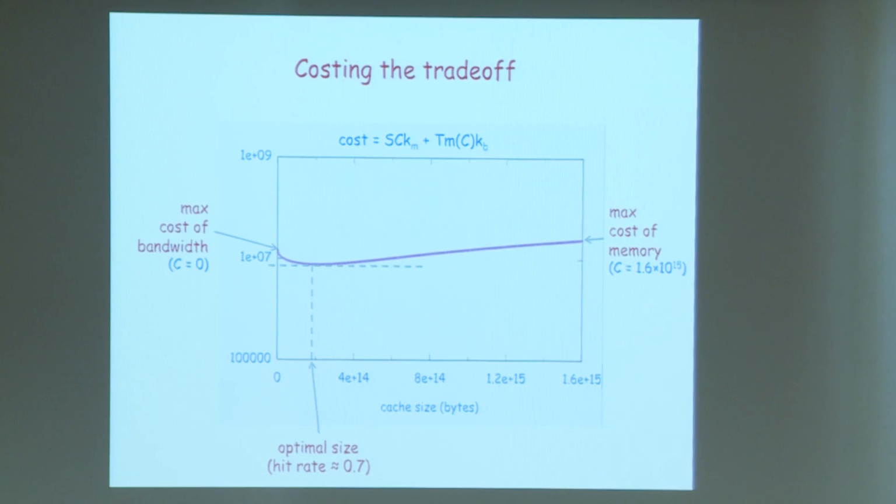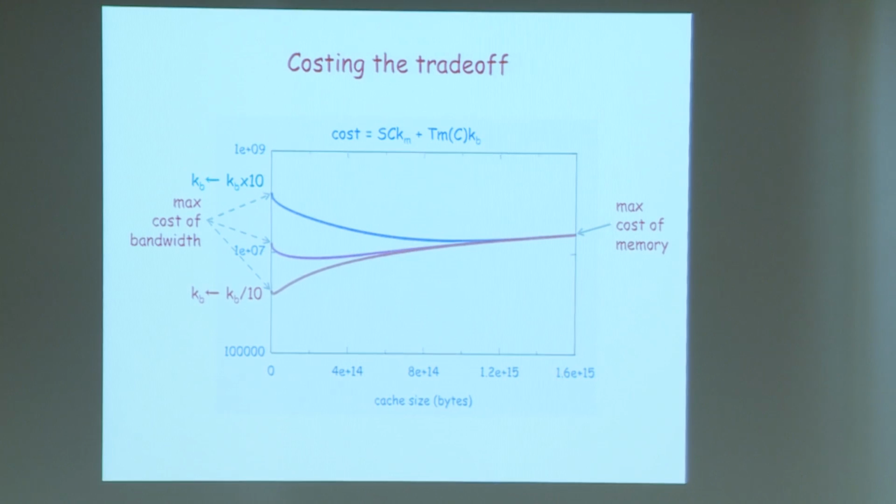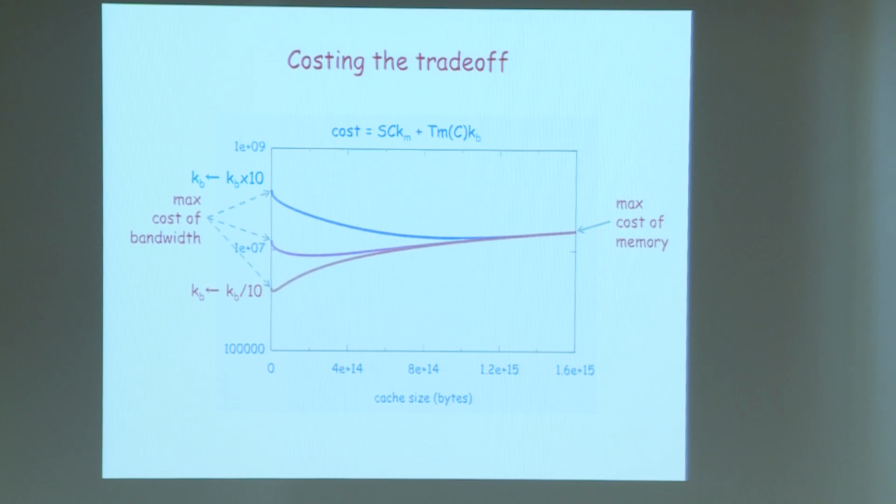If I'd made a mistake on the evaluation of the cost of bandwidth by a factor of 10, I would get these curves. And this is perhaps more typical. The notion here is that I've got a cost of bandwidth which was 10 times more expensive than I initially thought. In this case, typically I do need a big cache. If, on the other hand, I'd made a mistake and the cost of bandwidth was 10 times less than it actually is, then I wouldn't do any caching. So typically we've got this situation where you've got all or nothing.